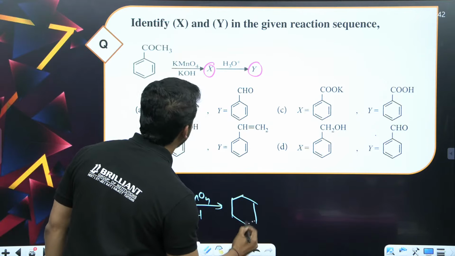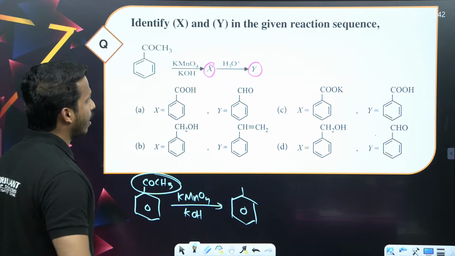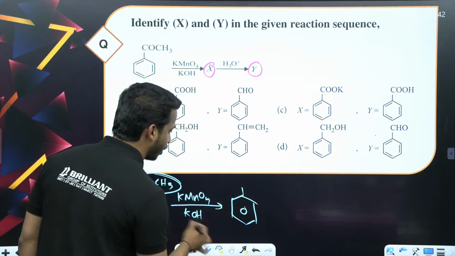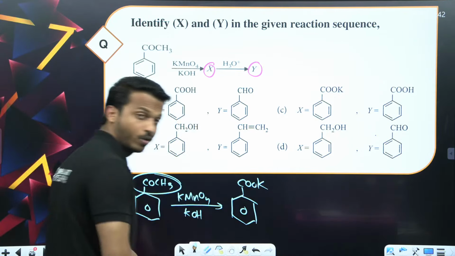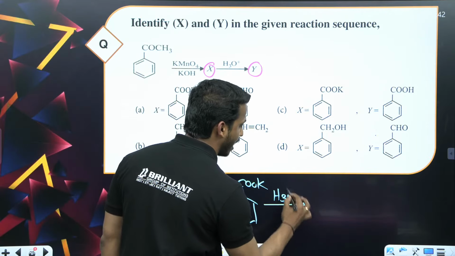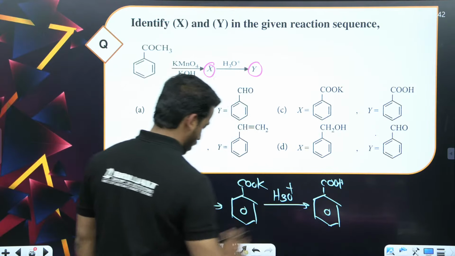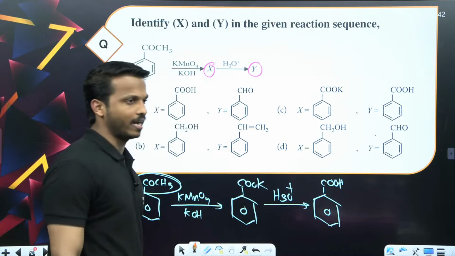It will give you the carboxylic acid. Or, since it's potassium, you will get what? COOK, the potassium salt of benzoic acid. Later on, acid hydrolysis, that becomes what? That is COOH. I hope you are already ready with the answer.